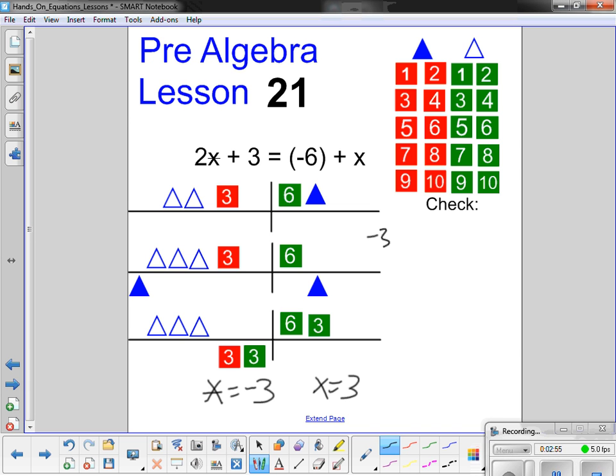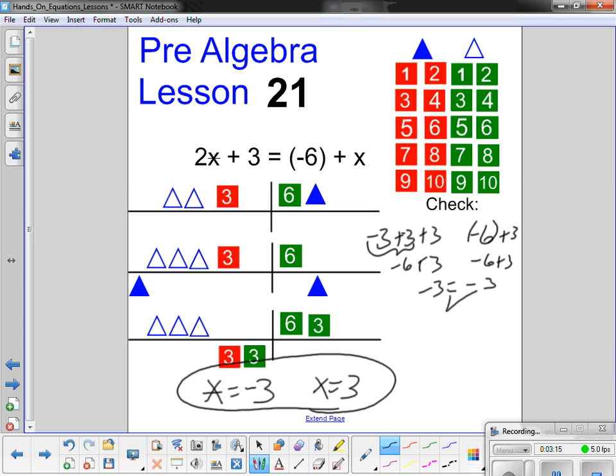So I got negative 3 plus negative 3. Those are my 2 stars there, plus a 3. And on the other side, I got a negative 6 plus a 3. Well, here I have a negative 6 plus a 3, and here I have a negative 6 plus a 3. That gives me a negative 3 on both sides. Those are equal. That works out. So x is 3 and the opposite of x is negative 3. Or star is negative 3 and x is 3.